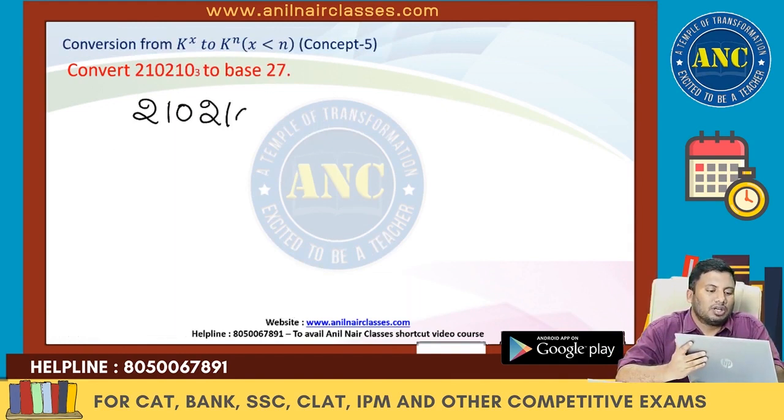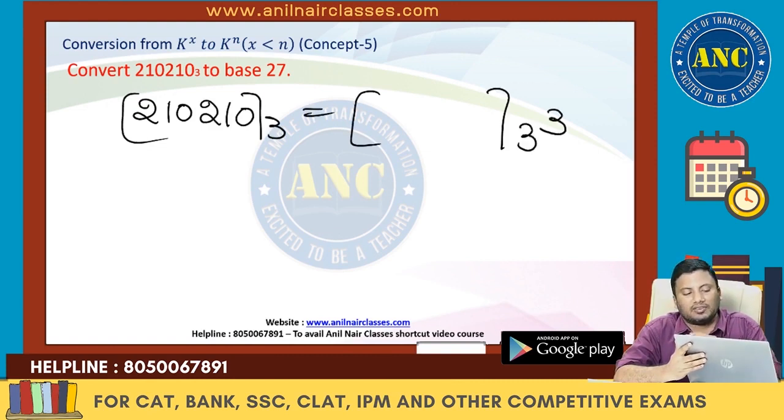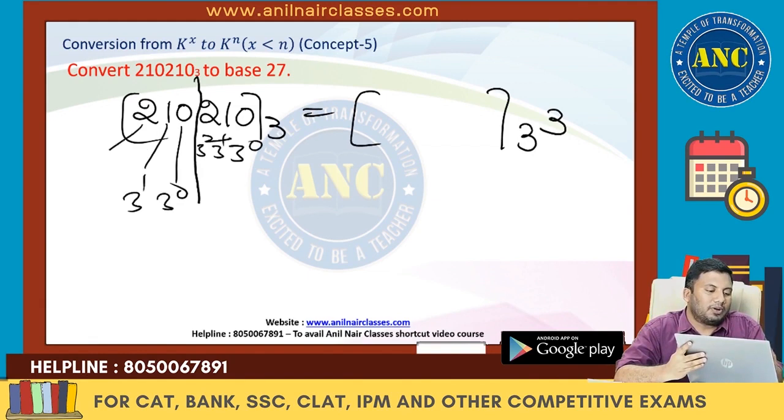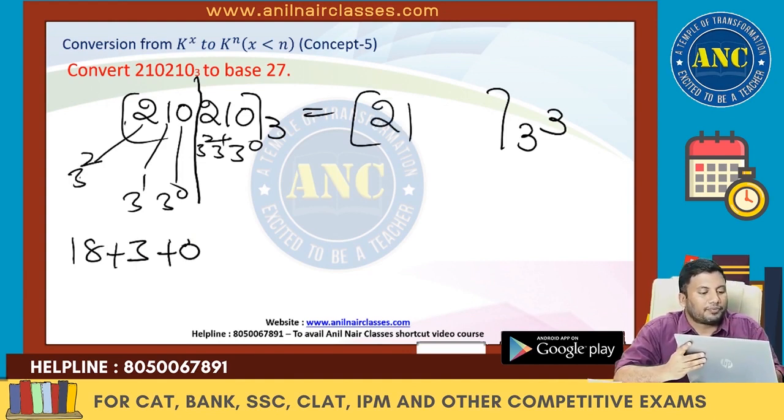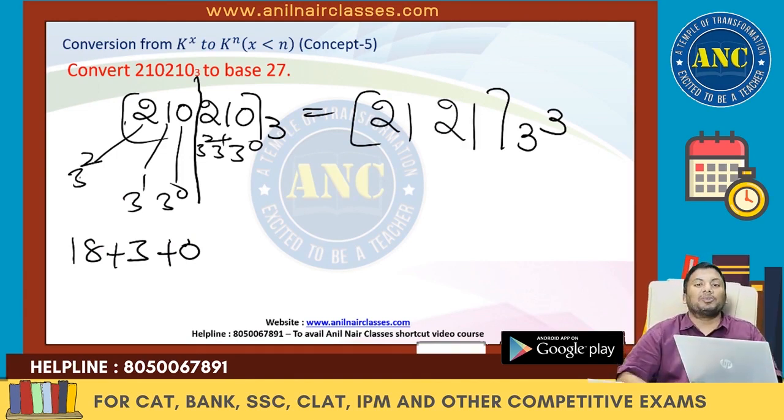2 1 0 in base system 3. I want it in base system 27, 3 cube. Take a group of 3 digits. 3 power 0, 3 power 1, 3 power 2. 9 2s are 18, 18 plus 3, 21 plus 0. Sorry, it should not be 21. It is 2 1 2 1 base 27. Conversion from k power x to k power n, x greater than n.